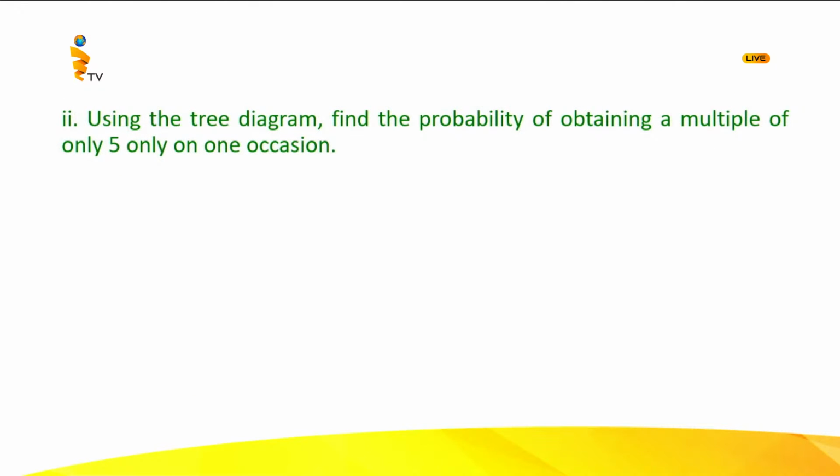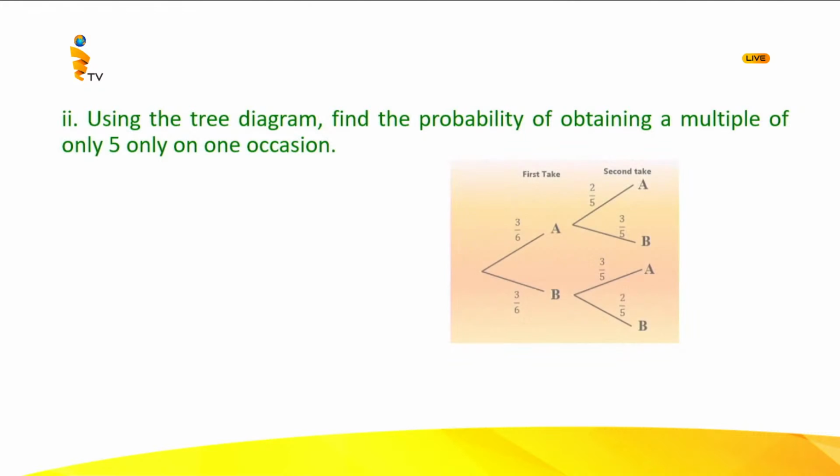Now, using the tree diagram, find the probability of obtaining a multiple of only 5 on one occasion. So, you have to find the probability of obtaining a multiple of only 5 only on one occasion. That means you cannot obtain a multiple of 5 on both occasions. That means you cannot take this PAA because in both occasions we have taken the multiples of 5. So, you have to obtain the probabilities PAB and PBA.